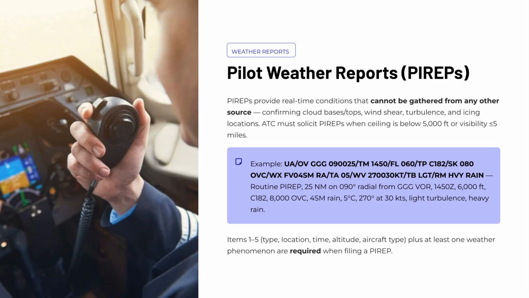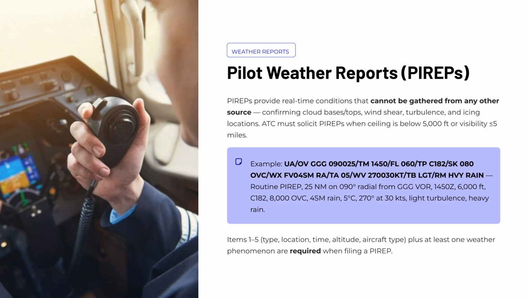Let's look at the example on screen. This is a routine PIREP filed 25 nautical miles on the 090-degree radial from the Gregg County VOR at 1450 Zulu from a Cessna 182 at 6,000 feet. The pilot reported an overcast layer at 8,000 feet, 4 miles visibility in rain, a temperature of 5 degrees Celsius, winds from 270 at 30 knots, light turbulence, and heavy rain.